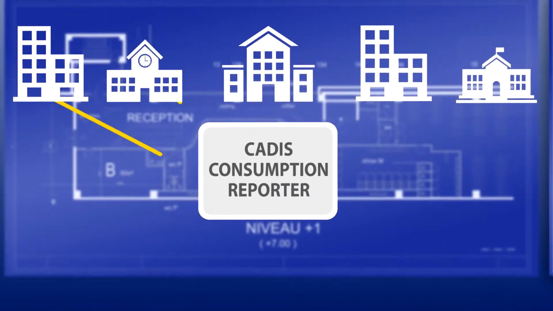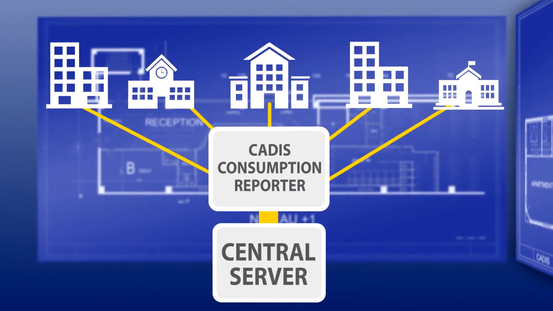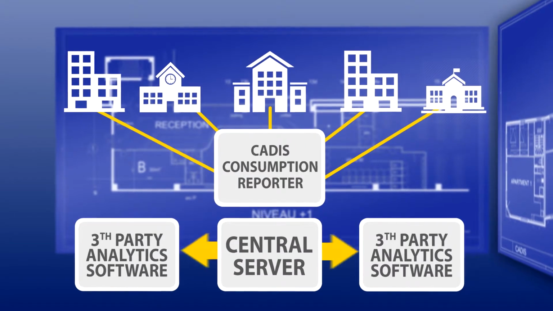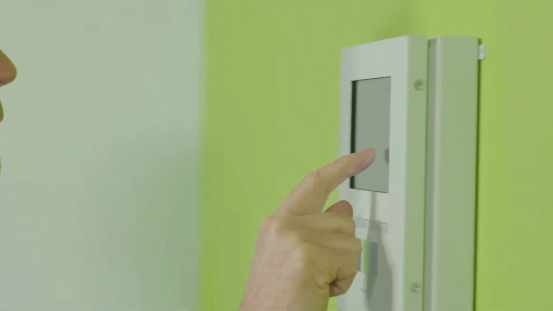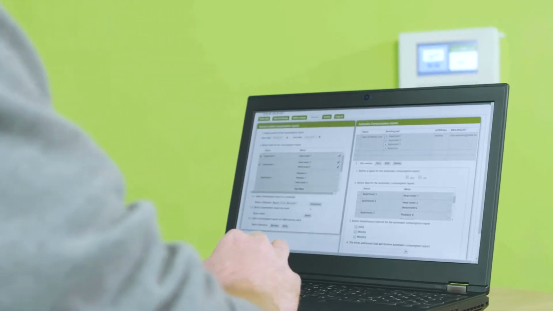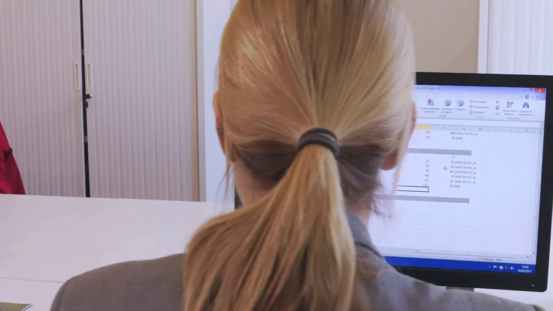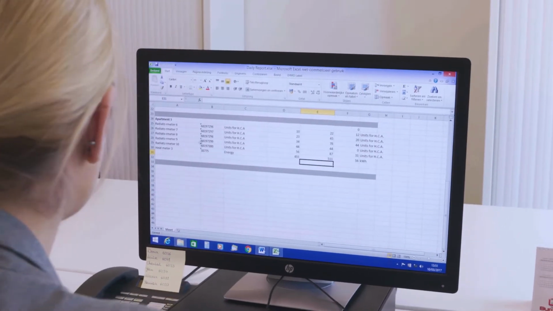The consumption data is put onto a central server by the Cadis Consumption Reporter for managing multiple buildings. Here too, maximum compatibility with existing specialized management packages is ensured. Whether you are responsible for the management of a small building, a large infrastructure, or several buildings, the Cadis Consumption Reporter is the most efficient and user-friendly solution, and it saves costs.